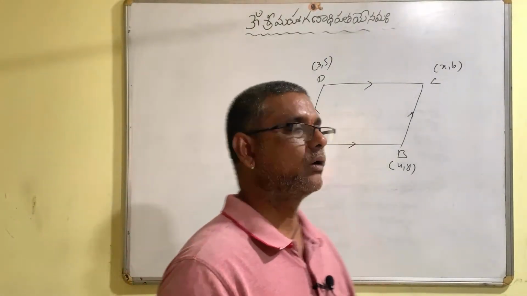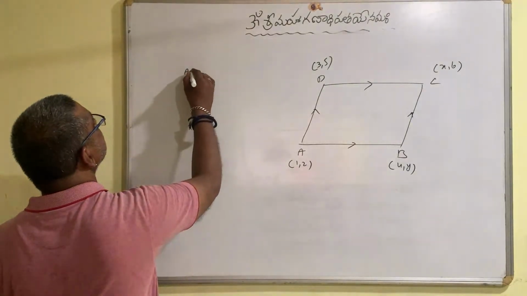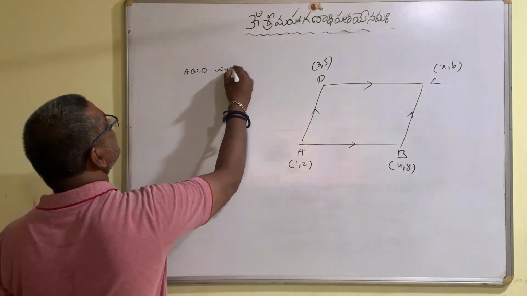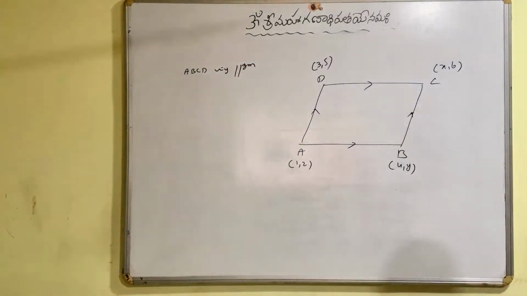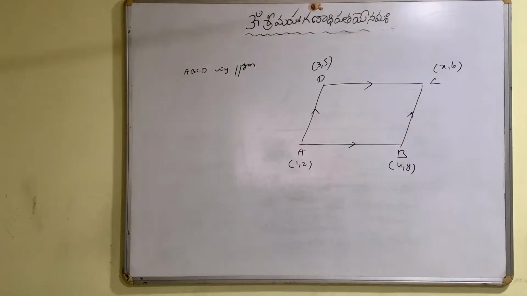ABCD is a parallelogram. What are the properties of a parallelogram, children?